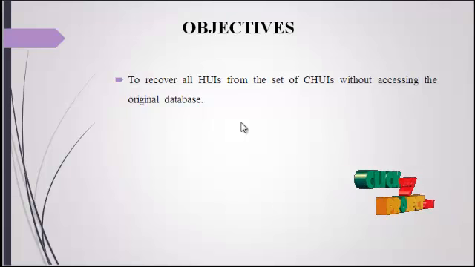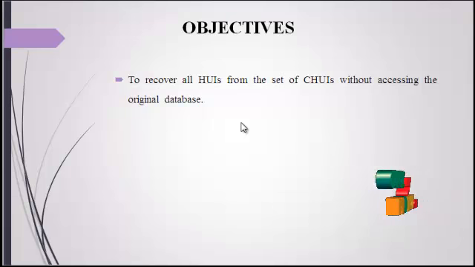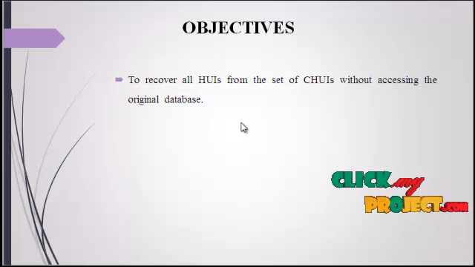The main objective of this project is to recover all high utility items from the set of closed high utility items without accessing the original database. So we need to overcome the existing system problems and disadvantages.